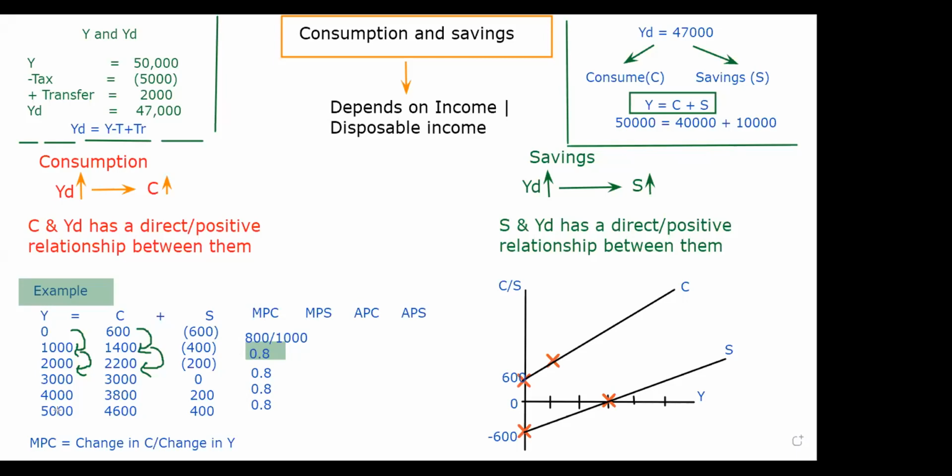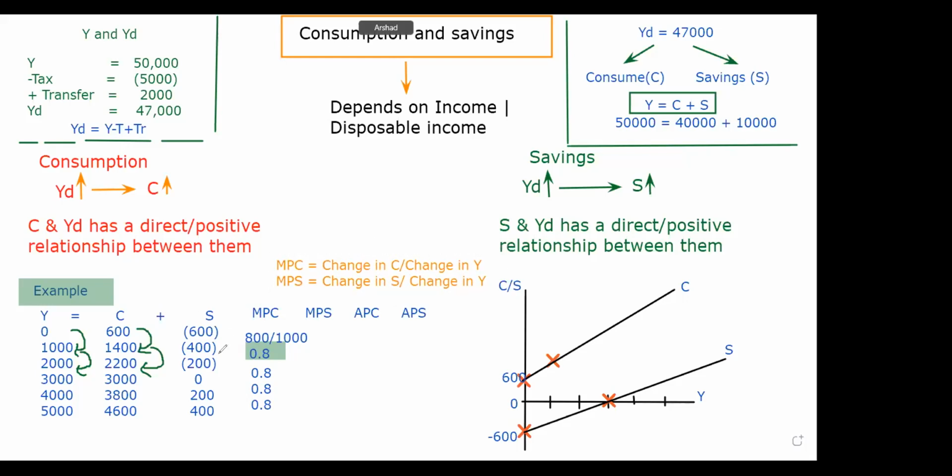Then what happens to MPS? How do we calculate MPS? I'll put the equations here, in a different color. Green, orange. How do you calculate MPS? MPS is when your income changes, how much is your savings changing by? So it's your change in savings divided by your change in income.